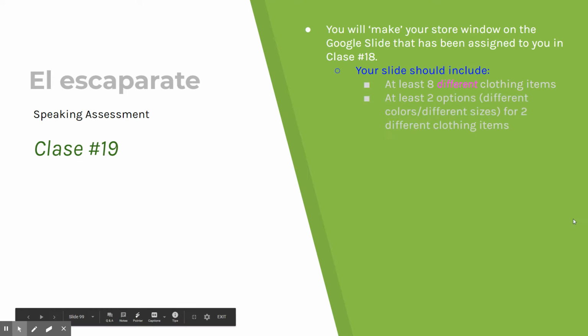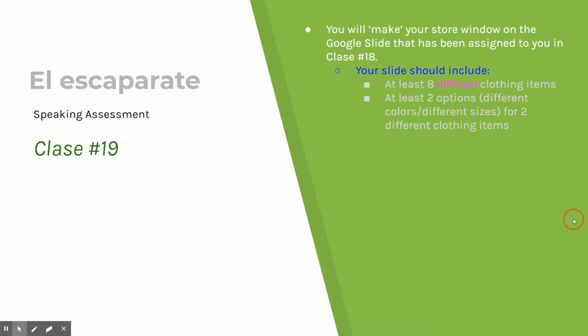You want to be sure that at least 2 of those clothing items have multiple options. So for example, you might have a pair of blue pants and a pair of black pants, or different hats, a small one, a medium, a large. So consider what you might want to have some different choices of shirts, boots, shoes, whatever.